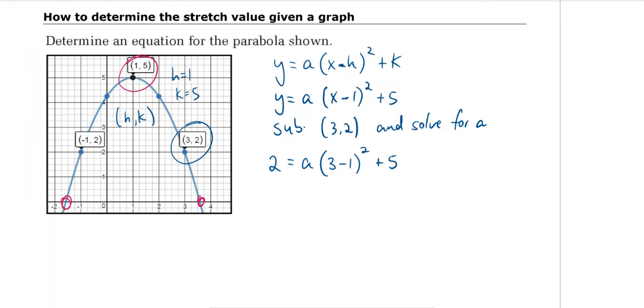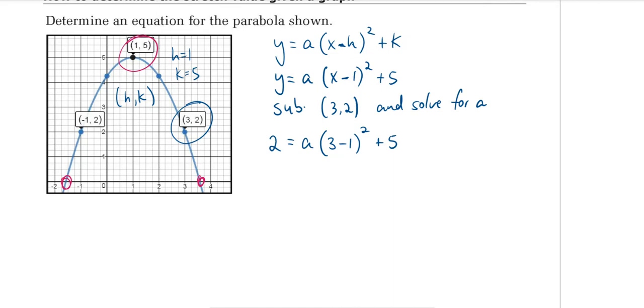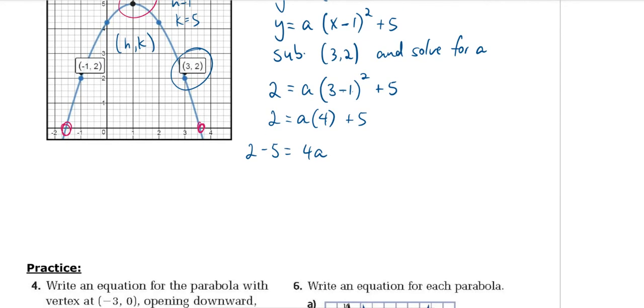Just use your order of operations and you'll be fine. So let's do the brackets. So 2 equals a times 3 minus 1 is 2, and then that squared is 4. So a times 4 plus 5. So I'll subtract 5 from both sides. So 2 minus 5 equals a times 4. I can just write as 4a, and the 5 over there is gone now, because I subtracted 5 on the right side as well. 2 minus 5 is negative 3, and that's equal to 4a, and if I divide both sides by 4, I get a equals negative 3 over 4.